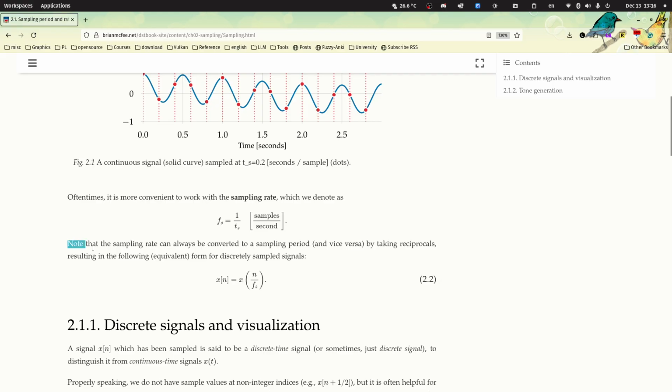Note that the sampling rate can always be converted to a sample period, and vice versa, by taking reciprocals, resulting in the following form of discrete sampled signal. Notice this is not an x multiplied by something, but a function call. It's just a signal, but basically a function call.